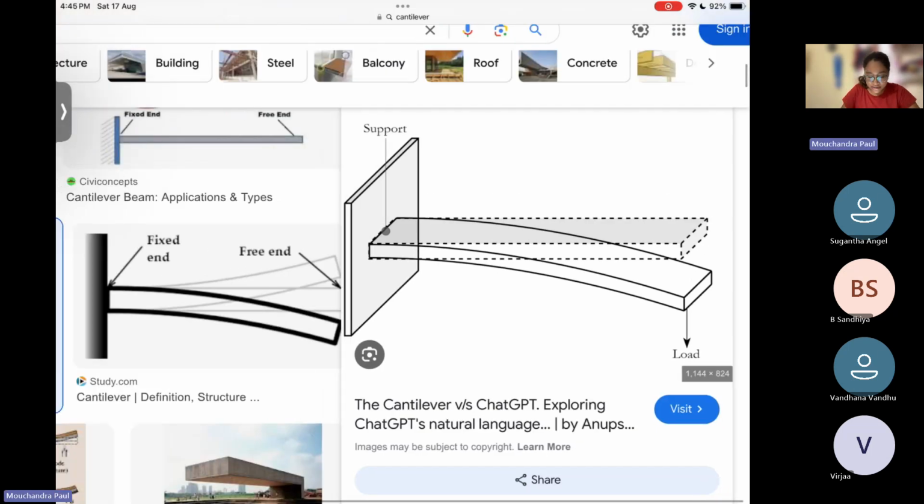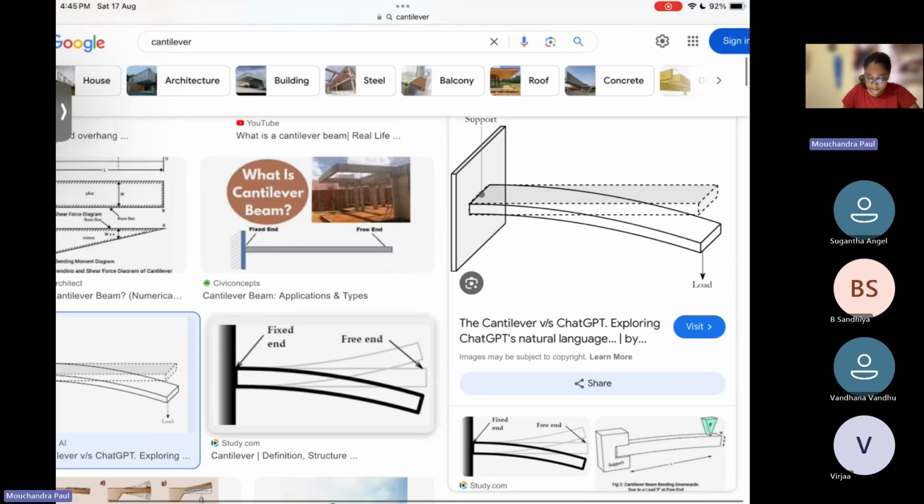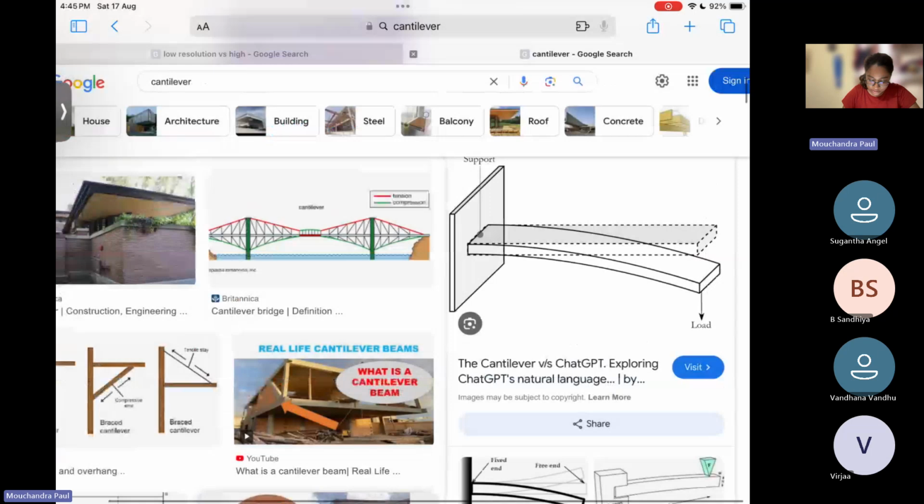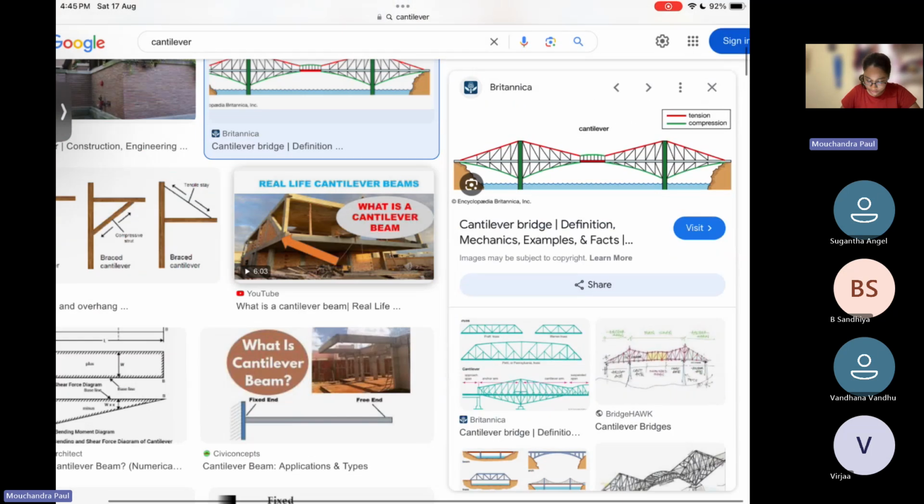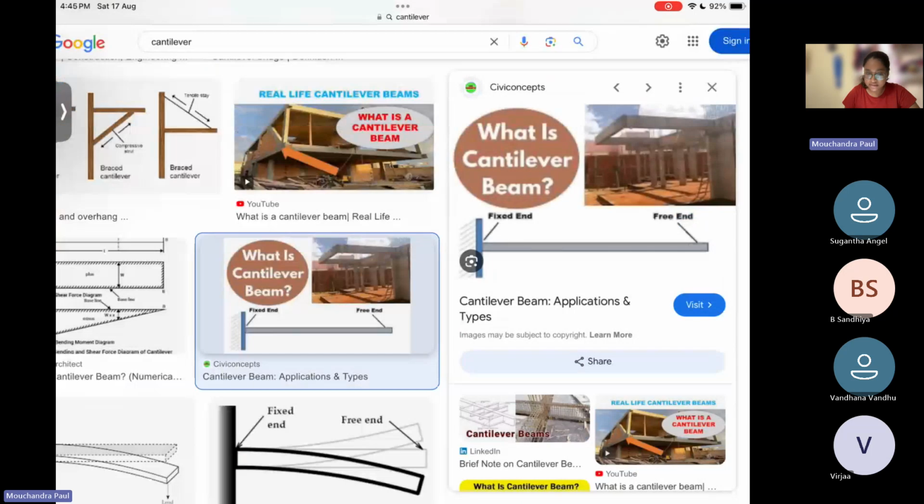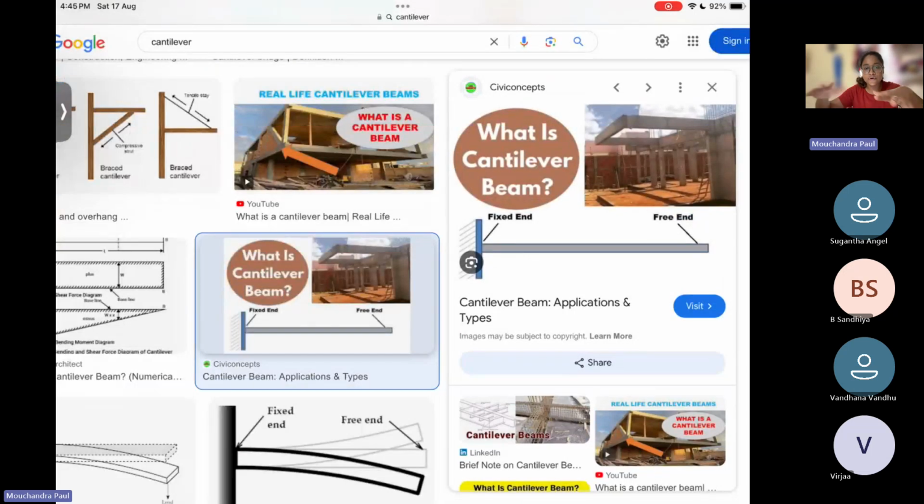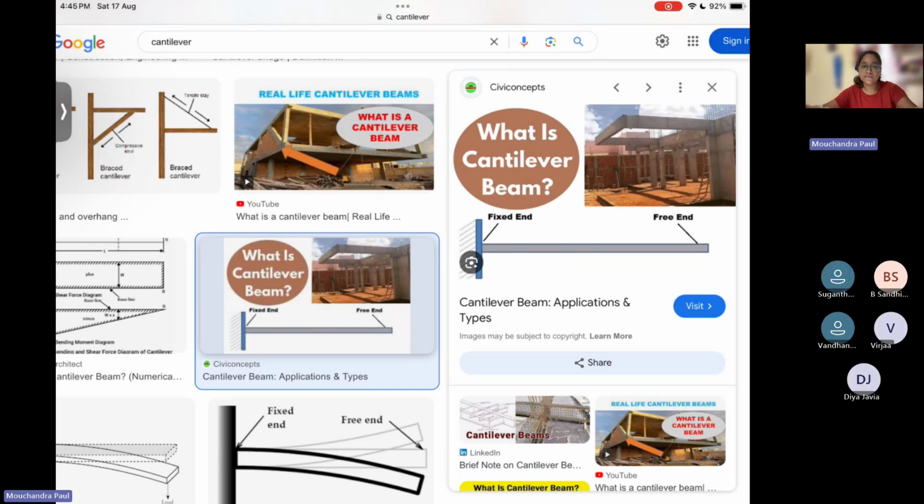It is a very well explored concept in civil engineering, where they use this concept to make bridges, and in houses they create some outward roofs. So they are actually trying to create a cantilever structure.